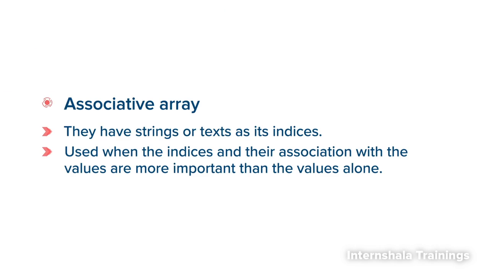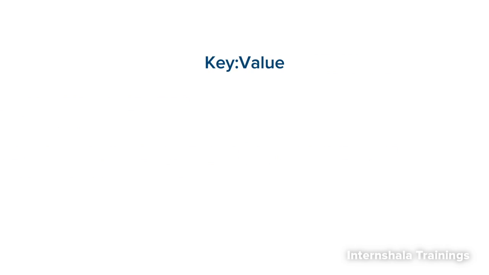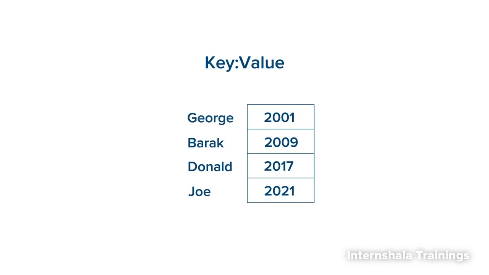These arrays are particularly used when the indices and their association with the values are more important than the values alone. For example, here on the left side, we have the names of the US presidents, and on the right side, we have the year in which they were first elected. Now, if we store only the values, that is the years, the information will be less significant. So, here the indices are important, that is, names of the presidents, which makes the information useful and complete.